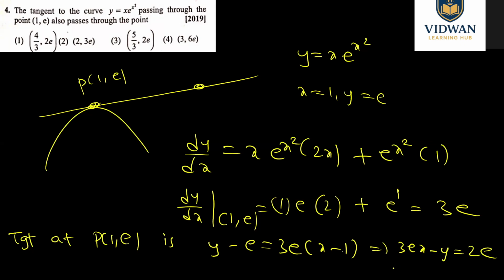So now you check through which point it passes, which will satisfy among these. Is the first point satisfying? When you put 4 by 3 in place of x here, what do you get? 4e minus y is 2e, 4e minus 2e is 2e, so this is satisfying. The first option is satisfying. I think the other options will not satisfy it anyway. So that should be the answer.